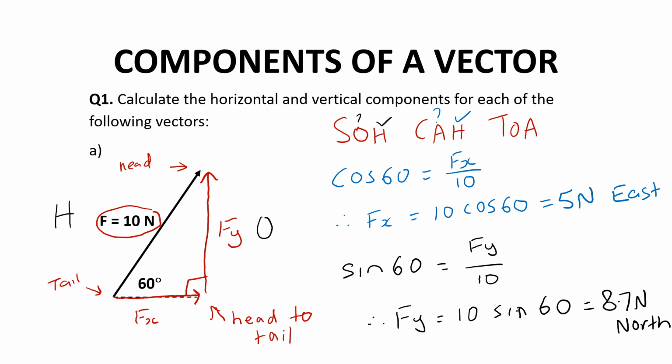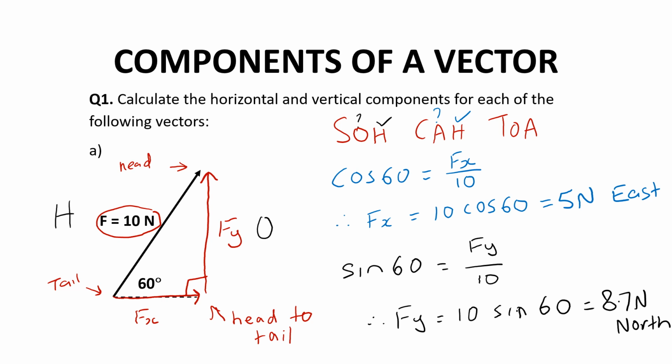So what can we conclude from here? If the unknown is opposite to the angle, for example Fy is opposite to 60 degrees, then Fy equals hypotenuse times sine theta, so 10 sine 60. And if the unknown is next to the angle, then that unknown equals hypotenuse times cos 60. So Fx equals 10 cos 60.